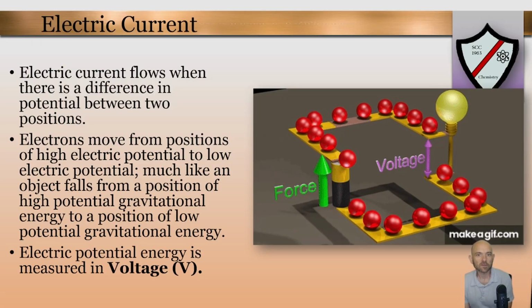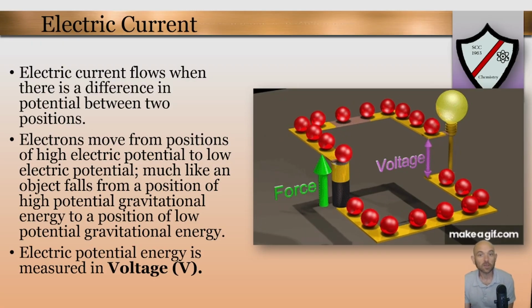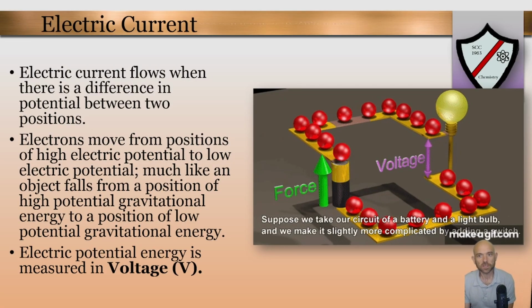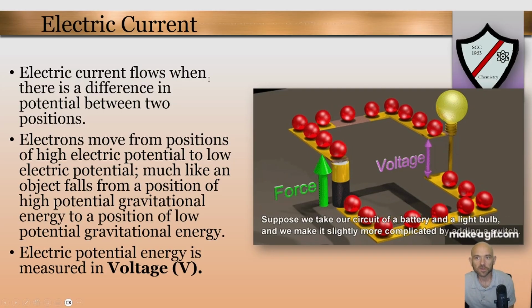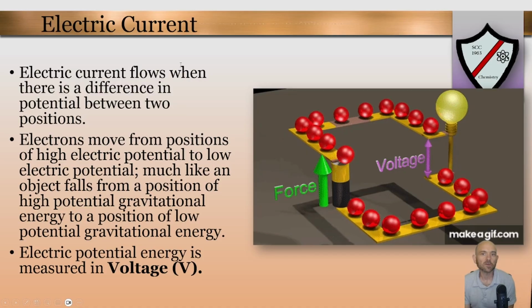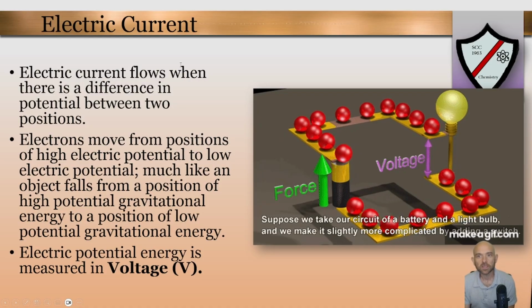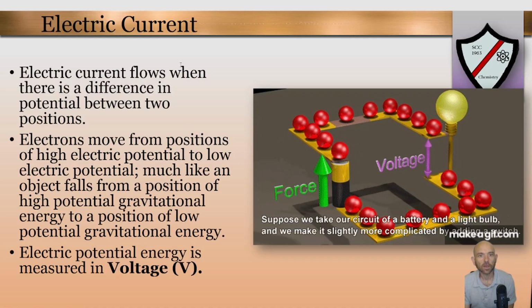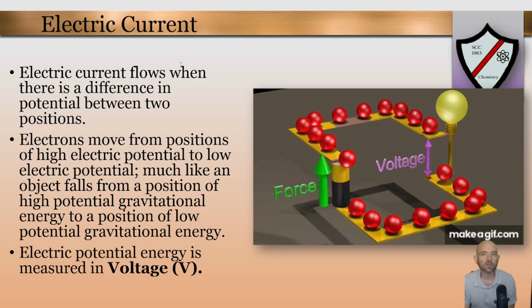To visualize this concept, it helps to think in terms of gravitational energy. Imagine a ball perched at the top of a steep hill. Because of its position, it possesses a high amount of potential energy, and it naturally wants to roll down to the bottom where the potential energy is lower. Electricity behaves in an identical fashion.